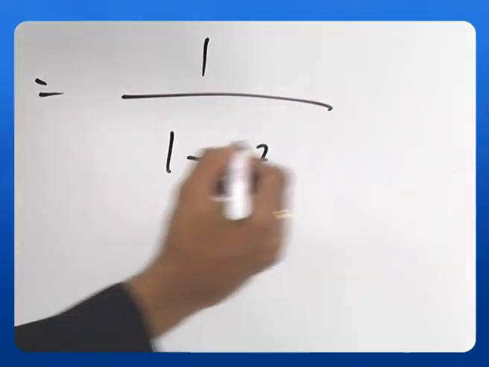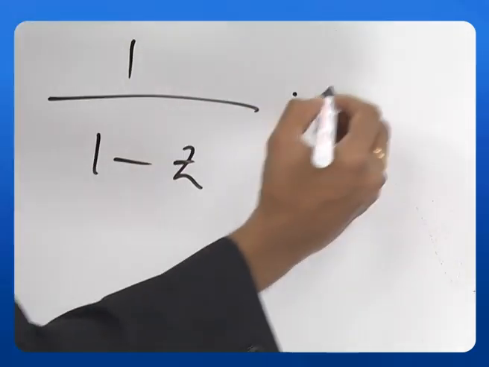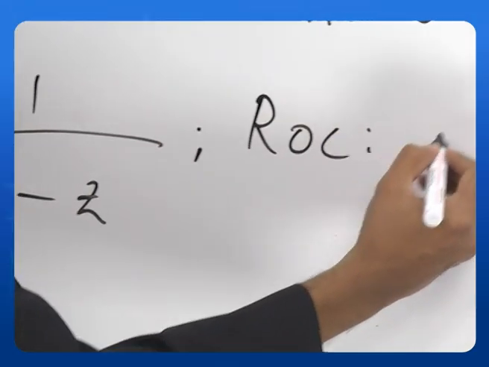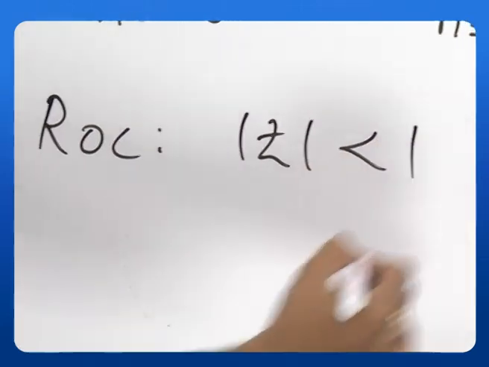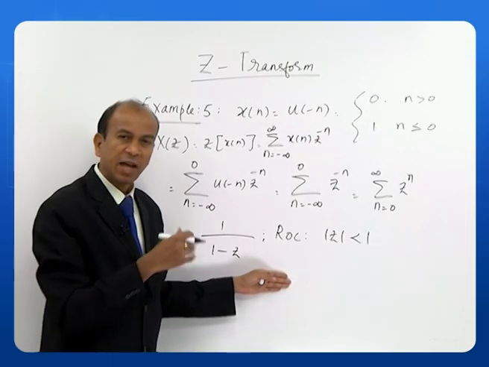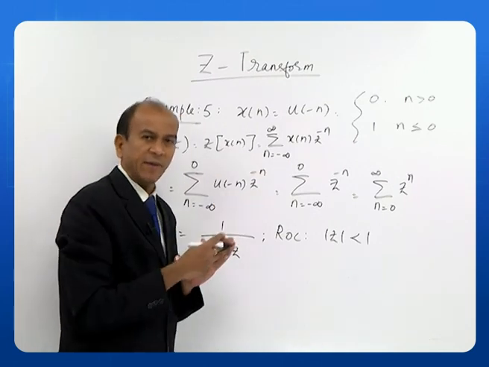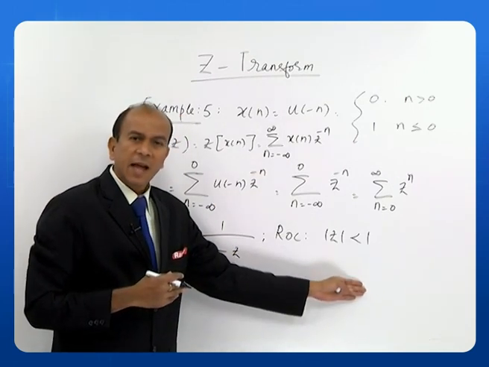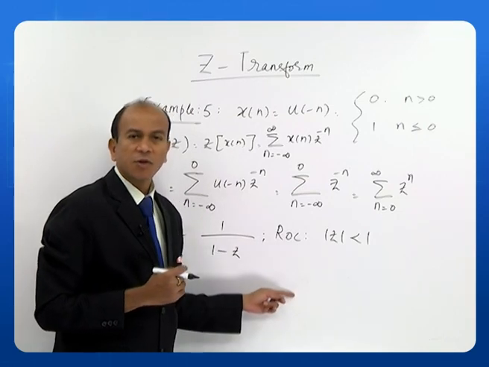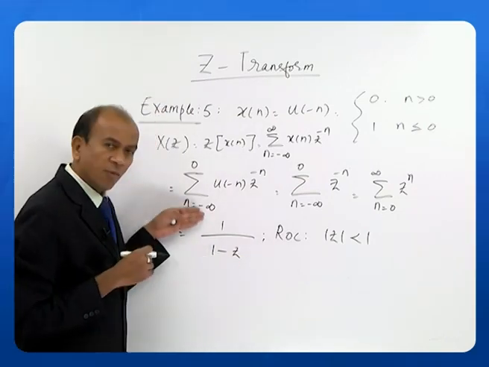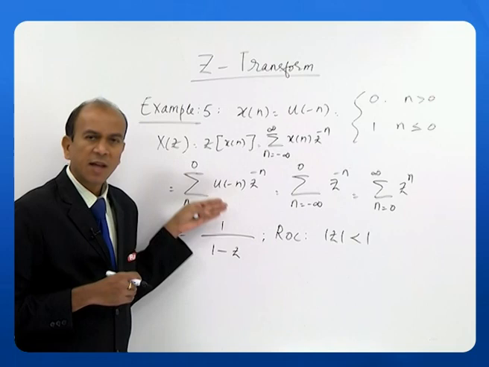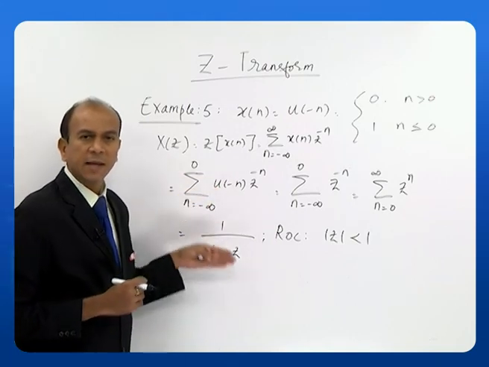Okay, that is for this series to converge, ROC is mod z must be less than or equal to 1. If you see in the earlier problem u of n, we said the ROC is mod z is greater than 1. Now, mod z is less than 1. This is the region of convergence, and what is the z transform of u of minus n? 1 by 1 minus z.